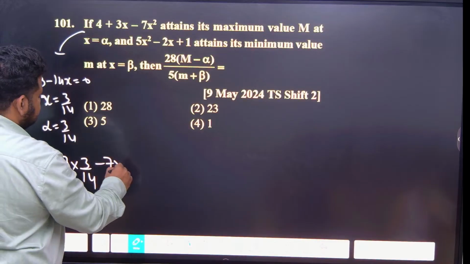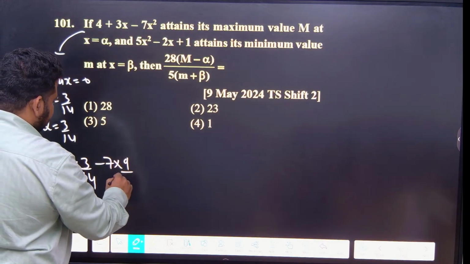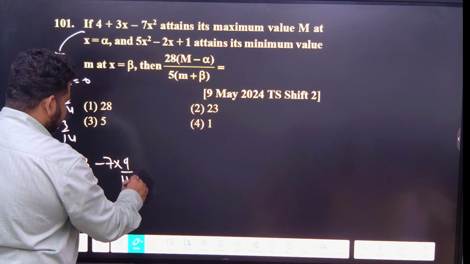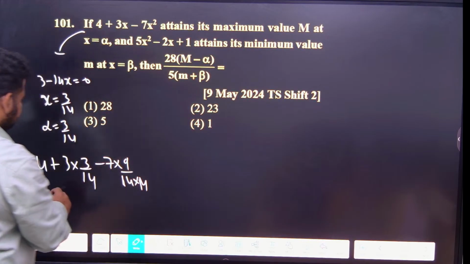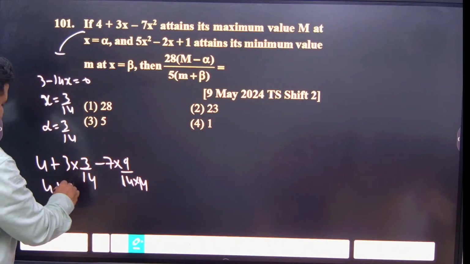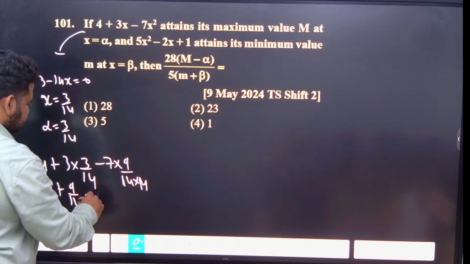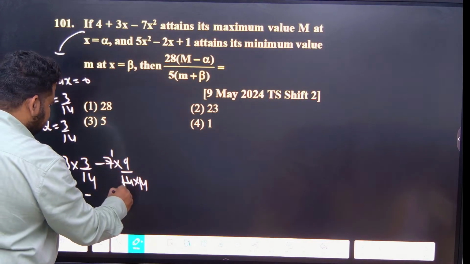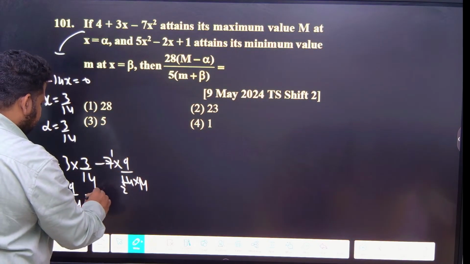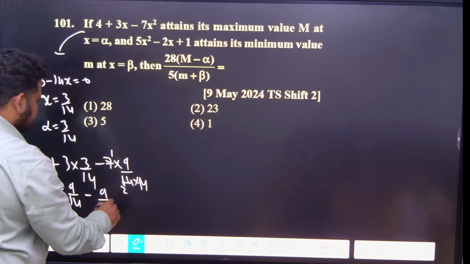3 by 14. That is 9 by 196, or 14 into 14 you write it. Okay, 14 into 14. So this will become what? 4 plus 3 is 9 by 14 minus 7 1s are 7, 2s are. Okay, I can write it as what? 9 by 28. LCM if you take, what you will get?